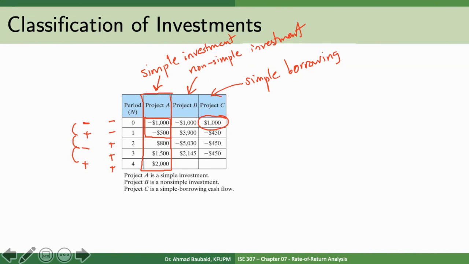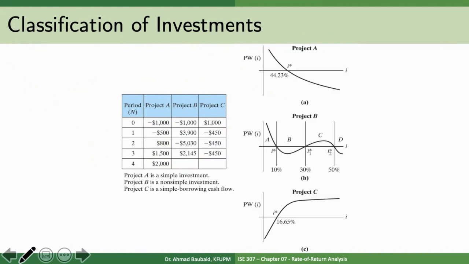Now, if I take these projects and graph the present worth as a function of the interest rate, and we did this in chapter 5, if you remember, what are they going to look like? I'll show you, and we can see the differences between, for example, the simple investment and the non-simple investment in particular. So let me erase the pen and show you what these graphs are for these cash flow examples.